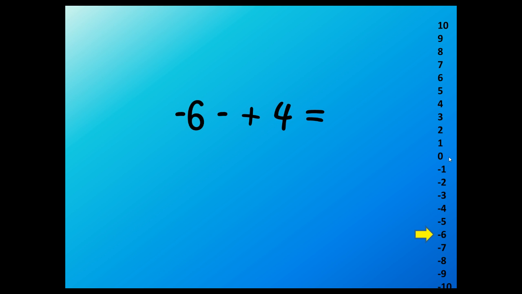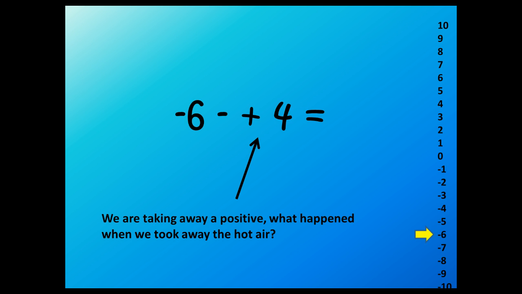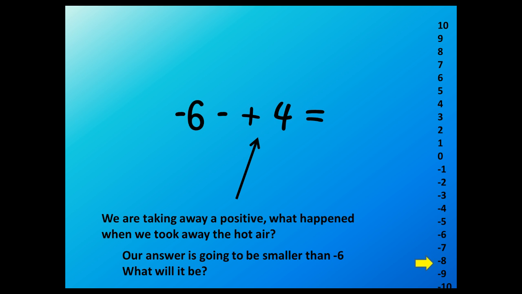What about minus 6 take away plus 4? So we're at minus 6 degrees, and we're going to take away 4 degrees. So is it going to get warmer or colder? We're taking away the hot air, so it's going to get colder. How much colder? By the 4 degrees. It's going to go down 4 and we get to minus 10.